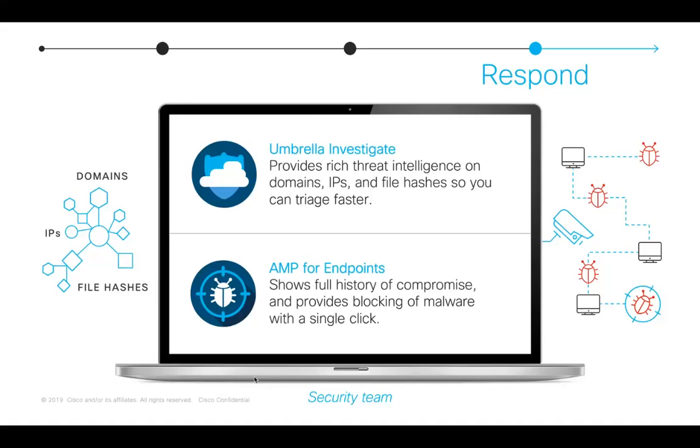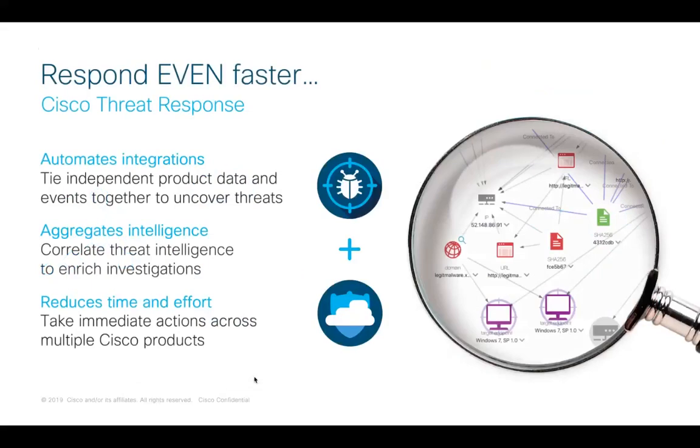And finally, we talked about how you can individually respond and get information out of Umbrella and AMP for Endpoints. How do you make the story even more compelling? How do you make sure that it happens even faster without any of that manual work? That's Cisco Threat Response. If you guys aren't already familiar with it, Cisco Threat Response is a platform that brings together all of our security products. The idea being we automatically integrate them together, so data and context is shared amongst them.